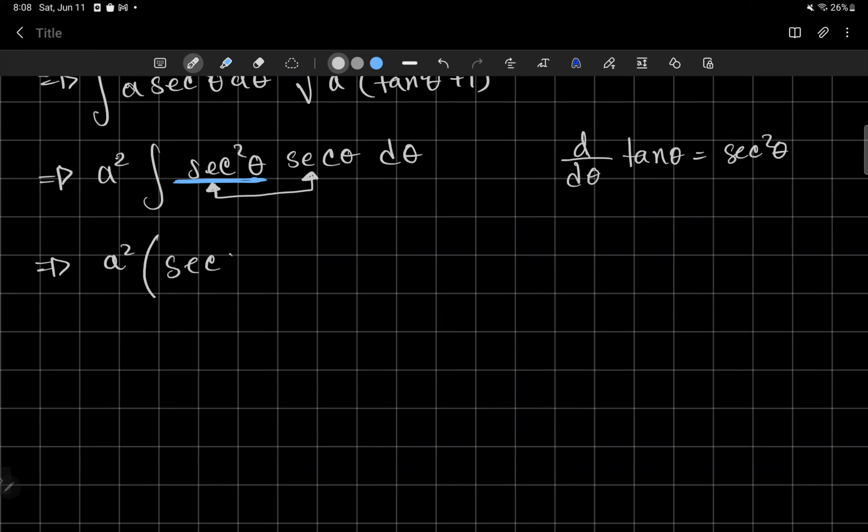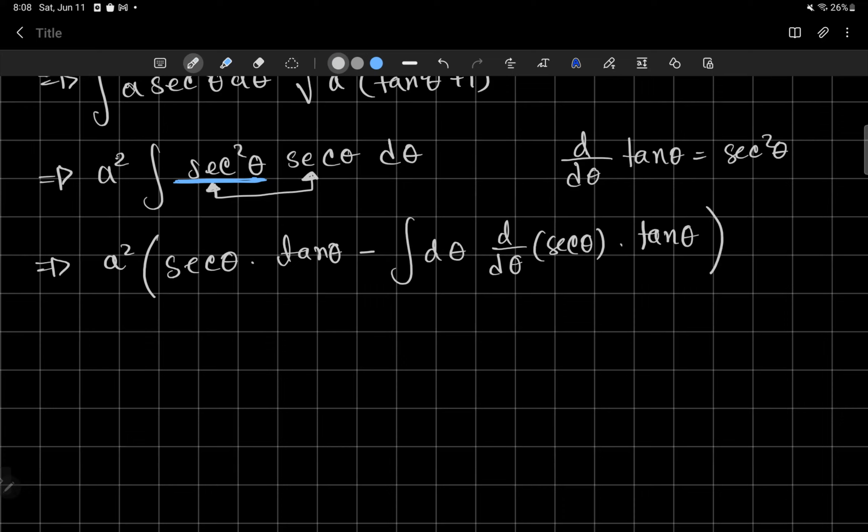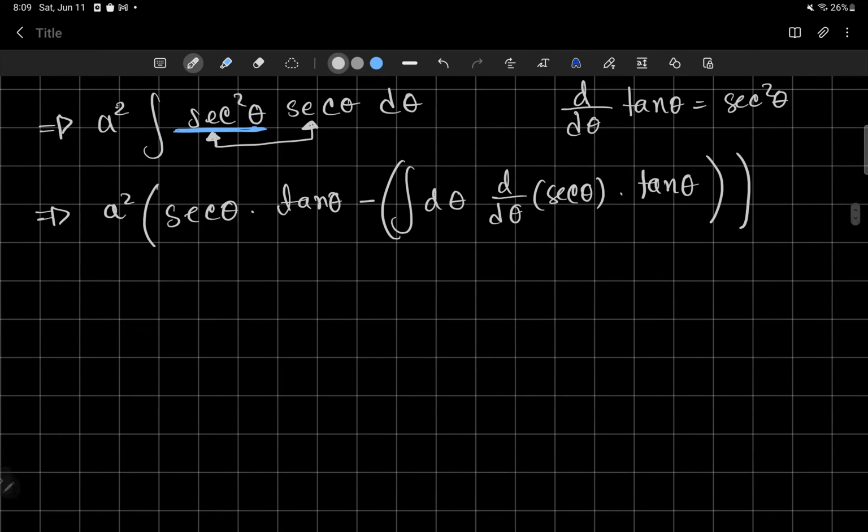We won't touch it. If I integrate sec squared theta d theta, this is just tan theta, right? Then you have the integral sign and d theta. And now you need to differentiate sec theta, the one that you left intact in the first place. And then there is a multiplication of tan theta, and then you integrate this whole thing. What's the derivative of sec theta? Tan theta. Tan theta, are you sure?